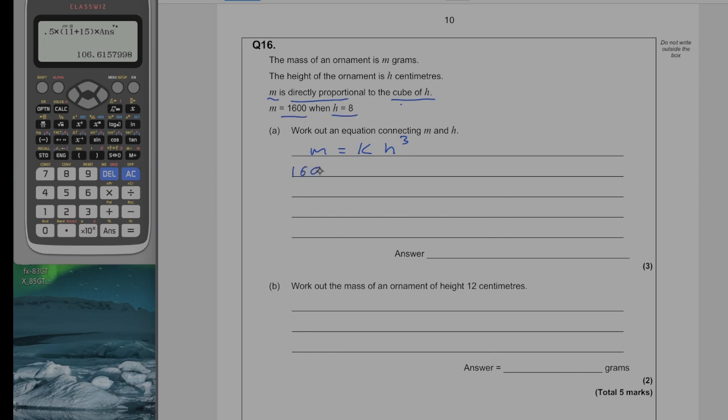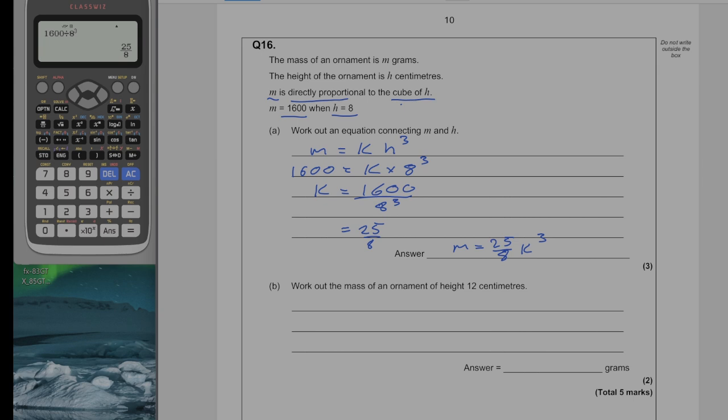So 1,600 is going to be equal to k times 8 cubed. Rearranging that, k is going to be equal to 1,600 divided by 8 cubed. That gives us 25 over 8. We could go decimal, although it's not overly nice, so I'm going to leave it as that fraction. So let's go back to that. That means m is equal to 25 over 8 k cubed.